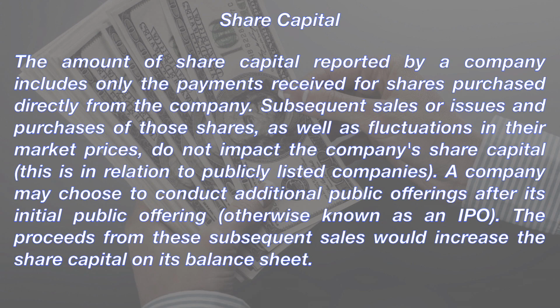The amount of share capital reported by a company includes only the payments received for shares purchased directly from the company. Subsequent sales or issues and purchases of those shares, as well as fluctuations in their market prices, do not impact the company's share capital. This, of course, is in relation to publicly listed companies. A company may choose to conduct additional public offerings after its initial public offering, otherwise known as an IPO. The proceeds from these subsequent sales would increase the share capital on its balance sheet.